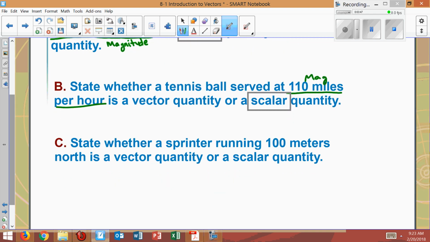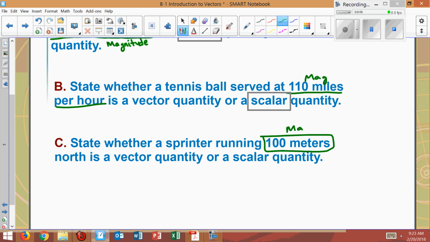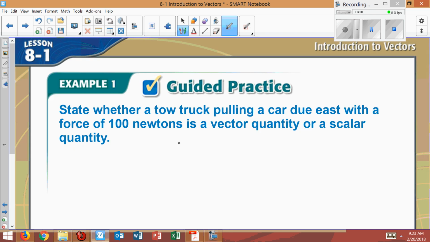Part C. Sprinter running 100 meters north. So here we have 100 meters. 100 meters means magnitude. And over here, north would represent a direction. Since we have magnitude and direction, this value is a vector. Now I have one for you to try. See what you can come up with here.